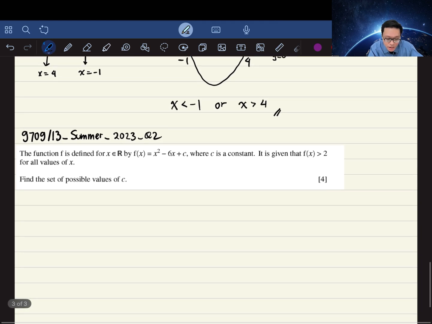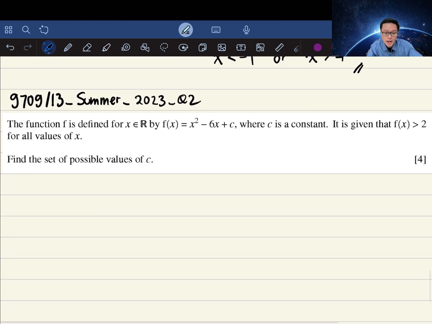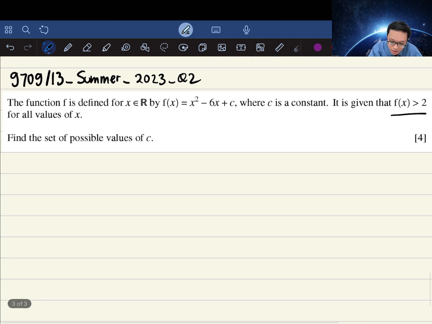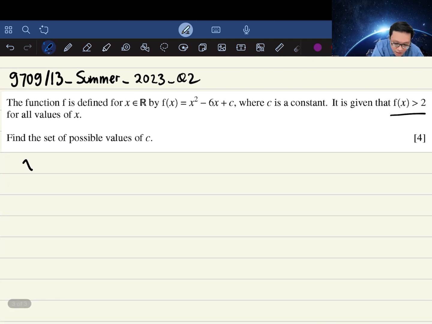Now, we also have a harder question. This is taken from a past paper. Let's look at the question. The function f is defined for x an element of the real numbers by f(x) equals x squared minus 6x plus c, where c is a constant. It is given that f(x) is greater than 2. Find the set of possible values of c. Okay, now we can plug in the f(x) first. So we have x squared minus 6x plus c greater than 2.